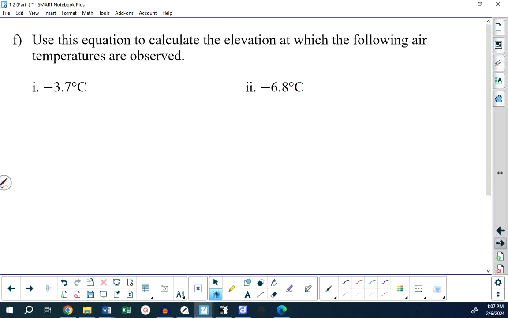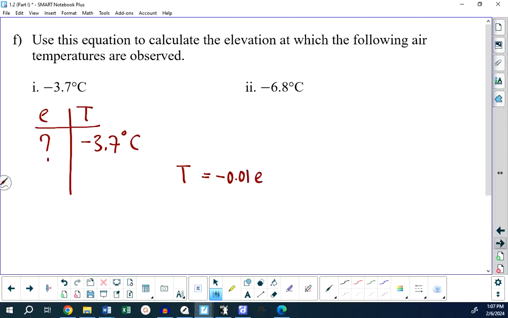What if I did this? What if I said the temperature is negative 3.7 degrees Celsius? What's the elevation? Well, the formula is temperature equals negative 0.01 times the elevation. What we're going to have to do here, everybody, is put this in for the temperature and figure out, using the equation, what E is.